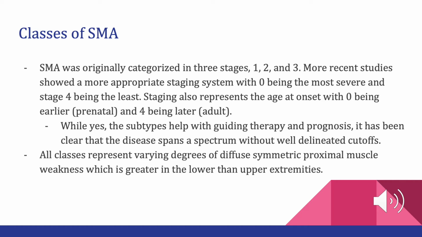decade of life. Now, yes, there are these classes, and they do help a lot with guiding therapy, and they do help a lot with predicting prognosis of the disease. But it has been shown that the disease really does span a spectrum, and there aren't really well delineated areas of the disease. So you could be somewhere between stage 1 and 2, and there have been studies showing better ways to stage it. However, this is the current accepted way of classifying SMA. So let's get into talking about each class.